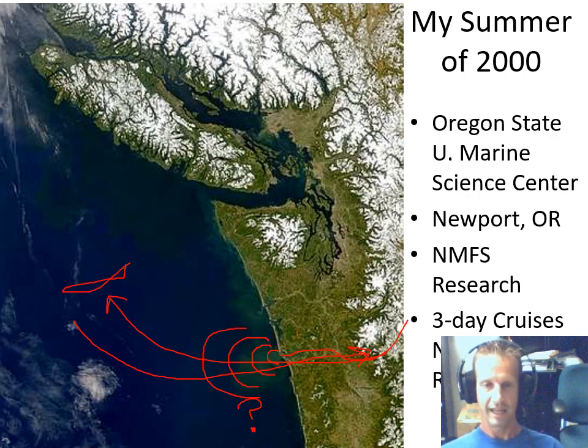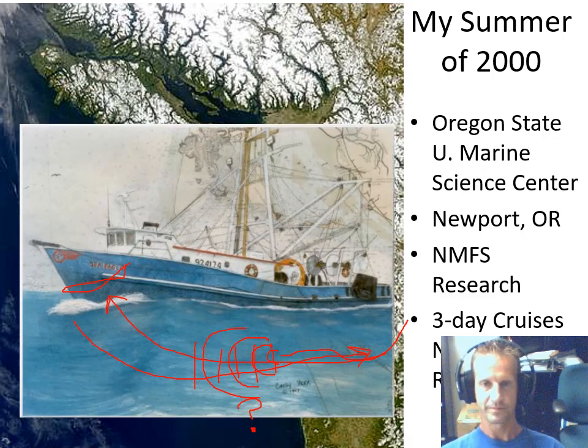So we were doing these 3-day cruises where we would tow a net near shore and then at various places further offshore to see what was going on in the food chain at these different places off the mouth of the Columbia River.